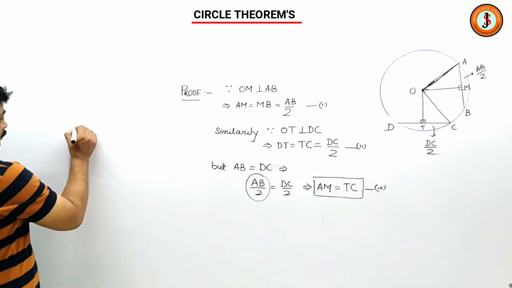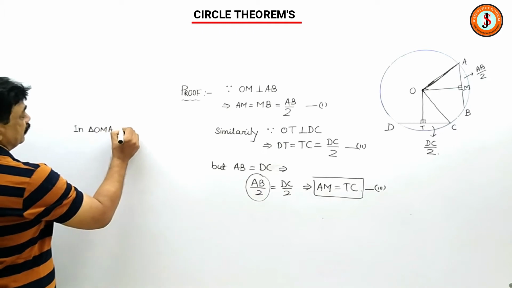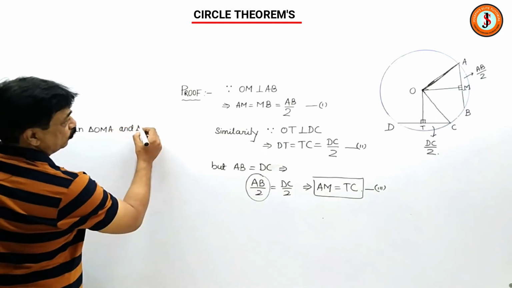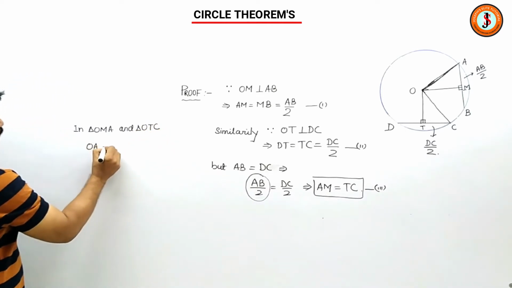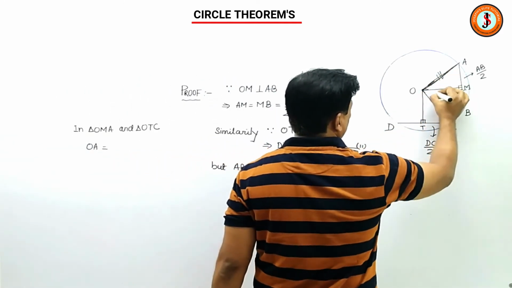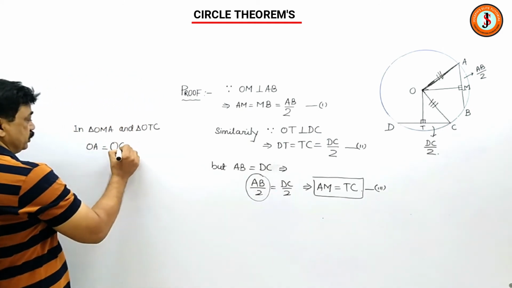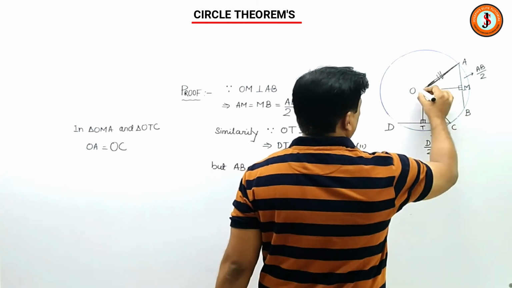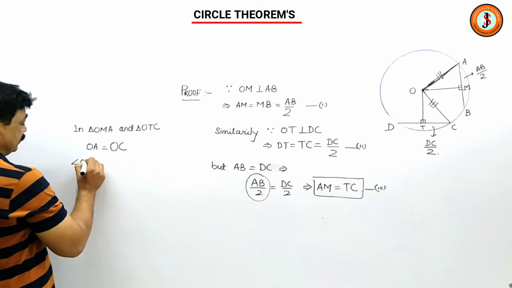In triangle OMA and triangle OTC, OA is equal to OC. Then angle OMA is equal to angle OTC, each 90 degrees.